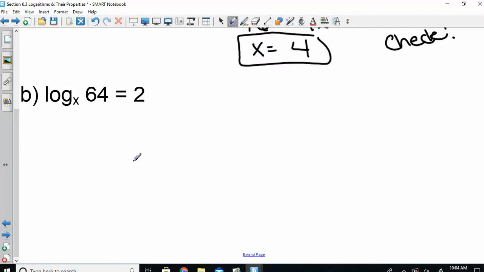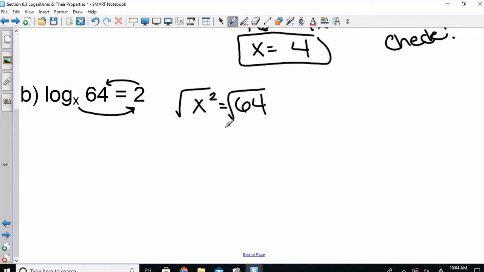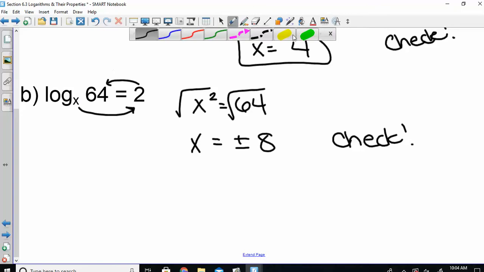So B. Log base x of 64 equals 2. So if I want to rewrite this, to get rid of a square, we add a square root. If you add a square root, what do you have to do with that? But we know we need to check it. Can my base equal a positive 8? Yes. Can my base equal negative 8? No.